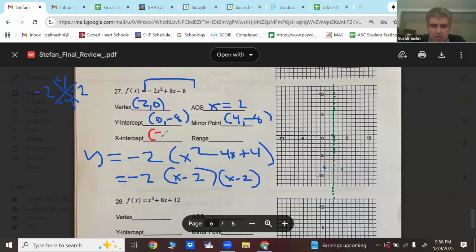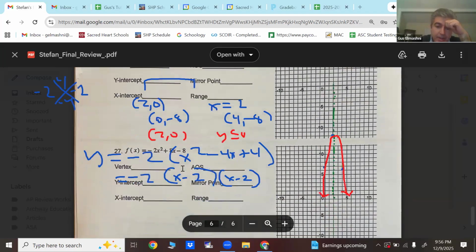The x-intercept is obviously just the vertex itself. Y is less than or equal to 0. So that's how that's done. So 28, I'll have you try on your own.